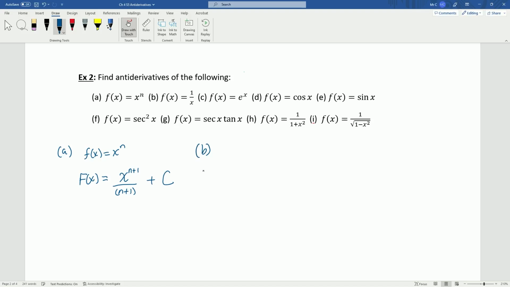Okay, so for b, this is 1 over x. What function has the derivative 1 over x? We know that the natural log has the derivative 1 over x, but we actually also showed that the natural log of the absolute value of x has this derivative. From one of our previous lecture videos, we know that the natural log of the absolute value of x has the derivative 1 over x. So we can express the antiderivative of 1 over x as ln of the absolute value of x plus c.